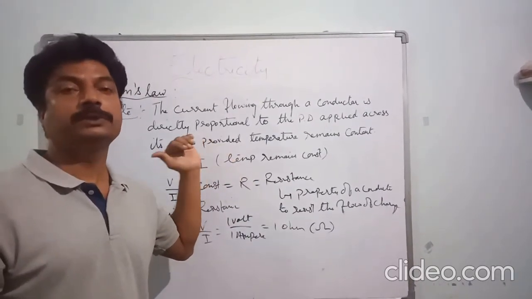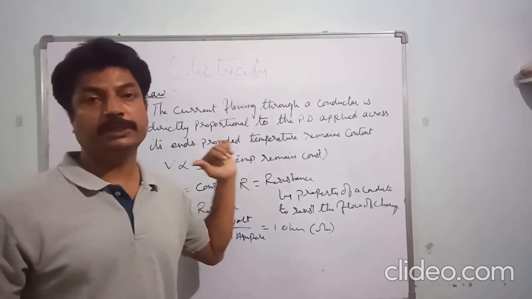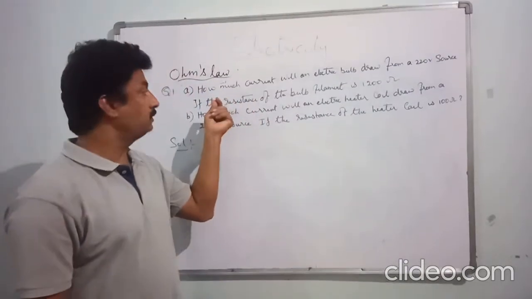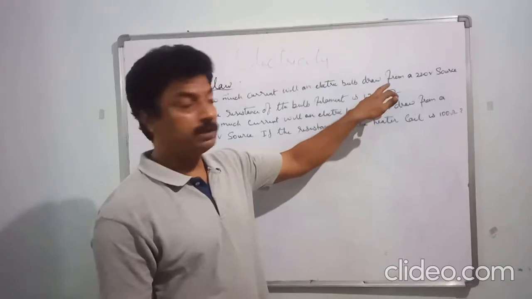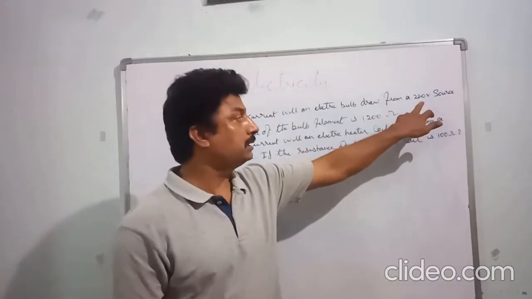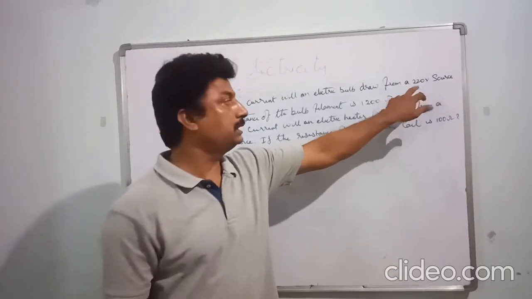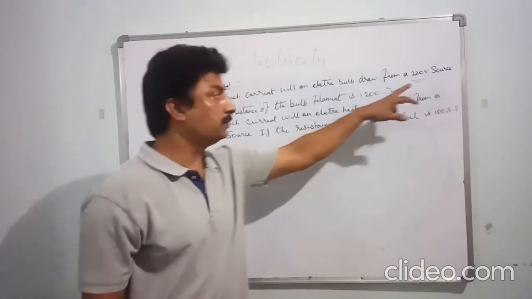Let us do some numericals on this. Okay, let us take one question over here. First one is that how much current will an electric bulb draw from a 220 volt source? I must understand that whatever the voltage that we are getting to our house is 220 volts only. Remember this one. So, 220 volt source.